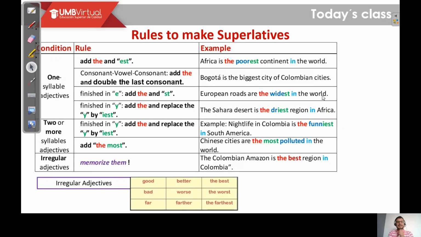Con superlativos la regla es la misma, solo que no vamos a cambiar por ER, sino por EST. Y los mismos casos, si termina en Y, si es de dos sílabas, pero aquí no existe more, sino the most. Tiene que ser así juntas, the most, no es solo most, es the most. Chinese cities are the most polluted in the world. ¿Sí? Ahí está. Con los irregulares, the best, the worst, and the farthest. Ahí cada uno va cambiando. Adjetivo, comparativo y superlativo.